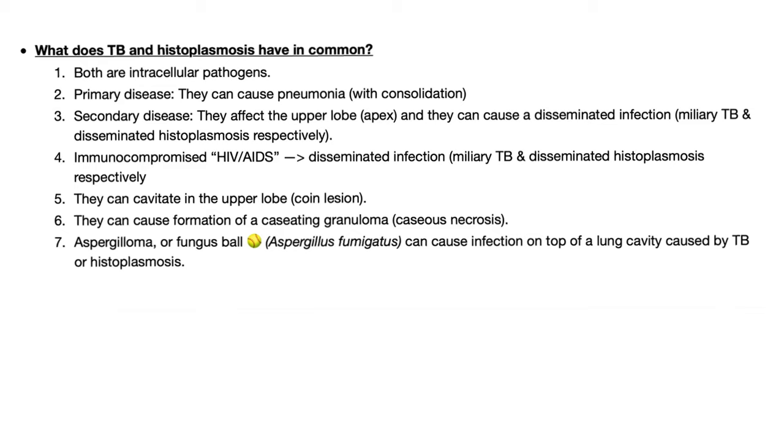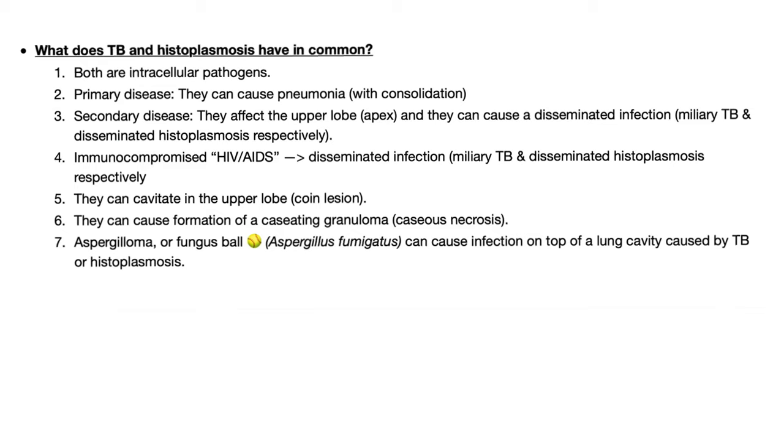What do TB and histo have in common? Number one, both are intracellular pathogens. Number two, primary disease, they cause pneumonia with consolidation. Secondary disease, they affect the upper lobe, probably the apex, and they can cause disseminated infection, miliary TB, or disseminated histoplasmosis, respectively, if you have HIV, for example. They can cavitate in the upper lobe, we call them coin lesions. They can cause formation of a caseating granuloma with central caseous necrosis, which is cheesy. Aspergilloma, aka fungus ball, can happen on top of a cavity previously formed by tuberculosis or histoplasmosis.